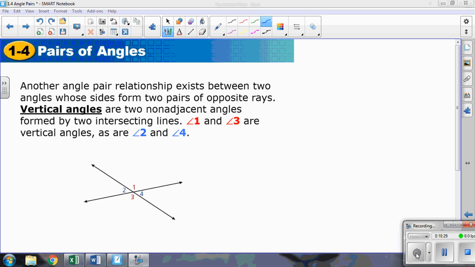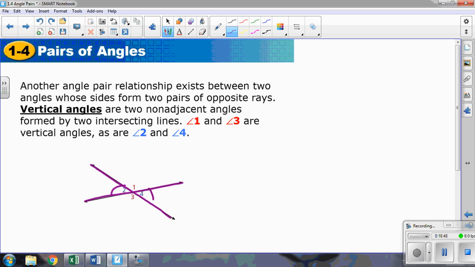The last piece that we need to have are vertical angles. Vertical angles are angles that are across from each other. For instance, this angle number 2 is across from angle number 4. Those are vertical. Angle 1 is across from angle 3. Those are vertical angles.